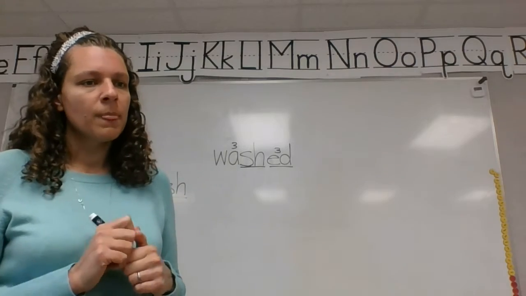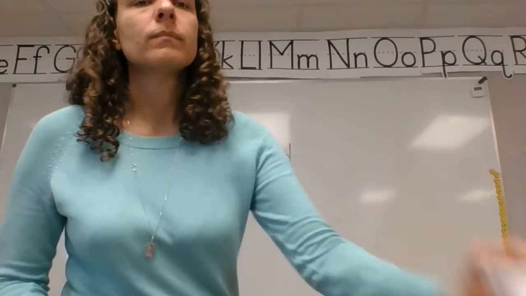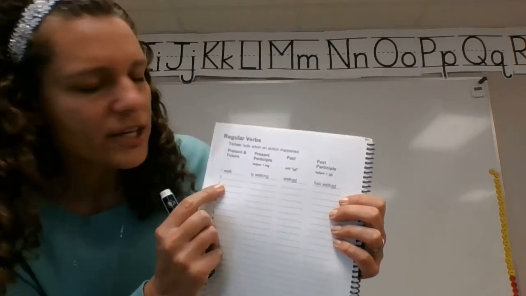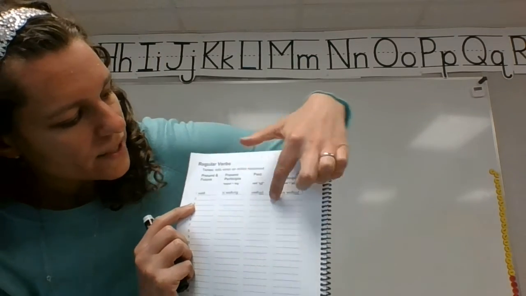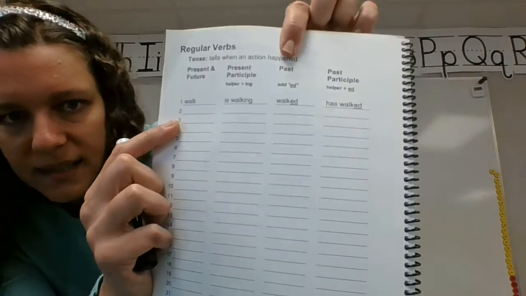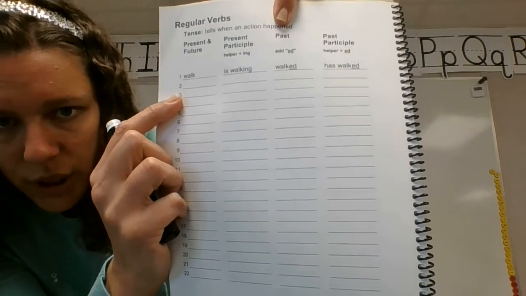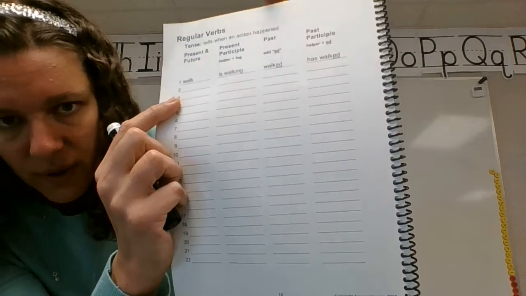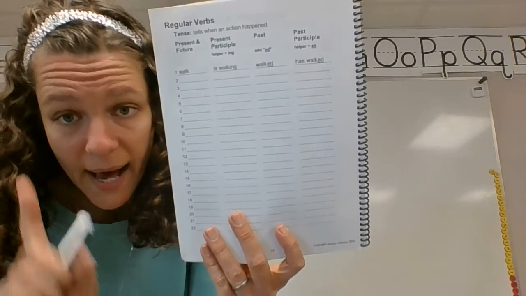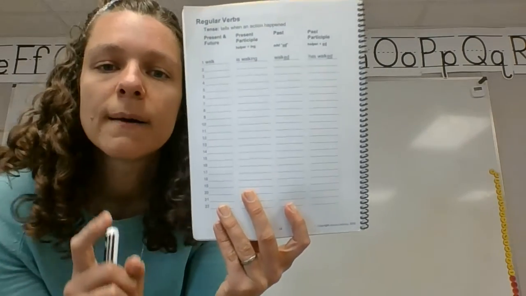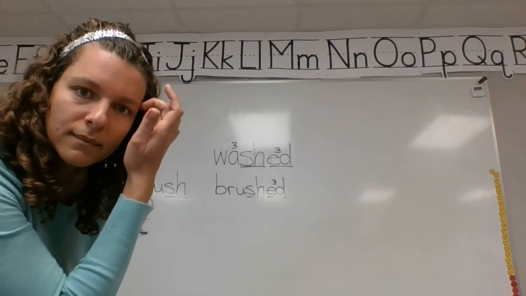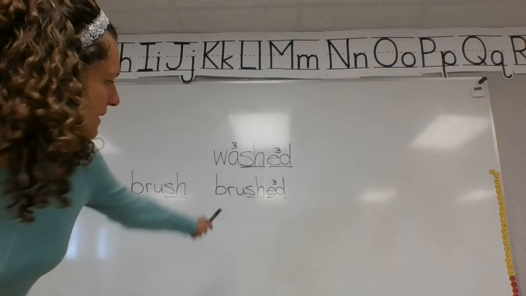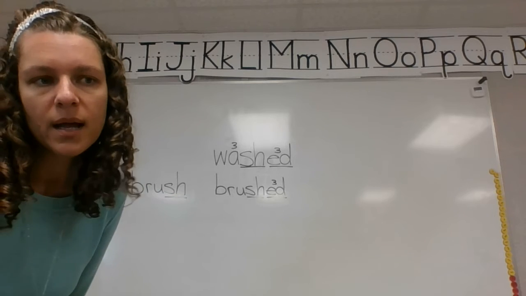Okay, so right by where you wrote brush, or on the same line as brush, but in the third column, the past tense column, write brushed. And then after you've written and marked it, you can check and make sure it's correct. All right, so this is how we would write and mark brushed.